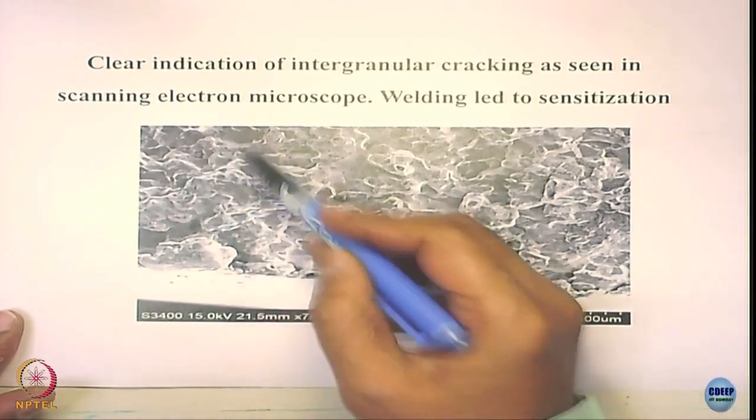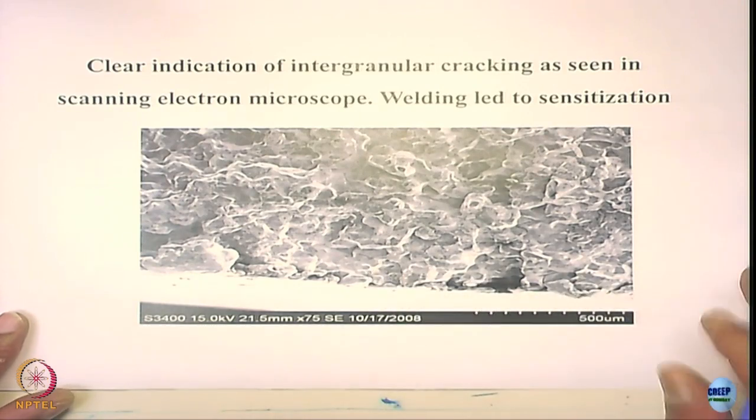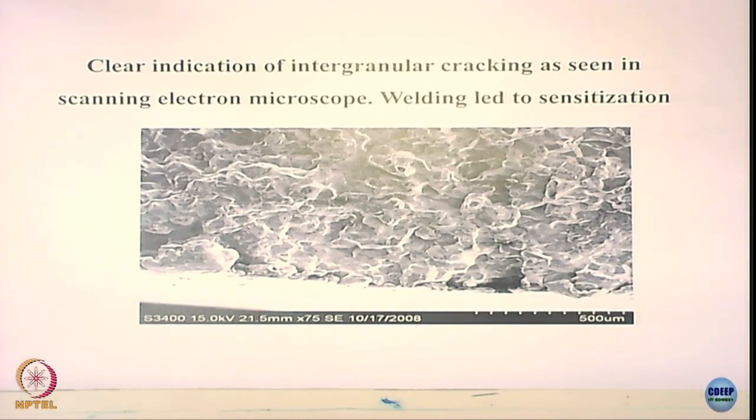You can see the clear grain facets. The grain facets means the grains are not deformed, like sugar grains, you see that, right? So, they are not deformed, the corrosion has occurred selectively along the grain boundary, and the crack starts moving along the grain boundary.